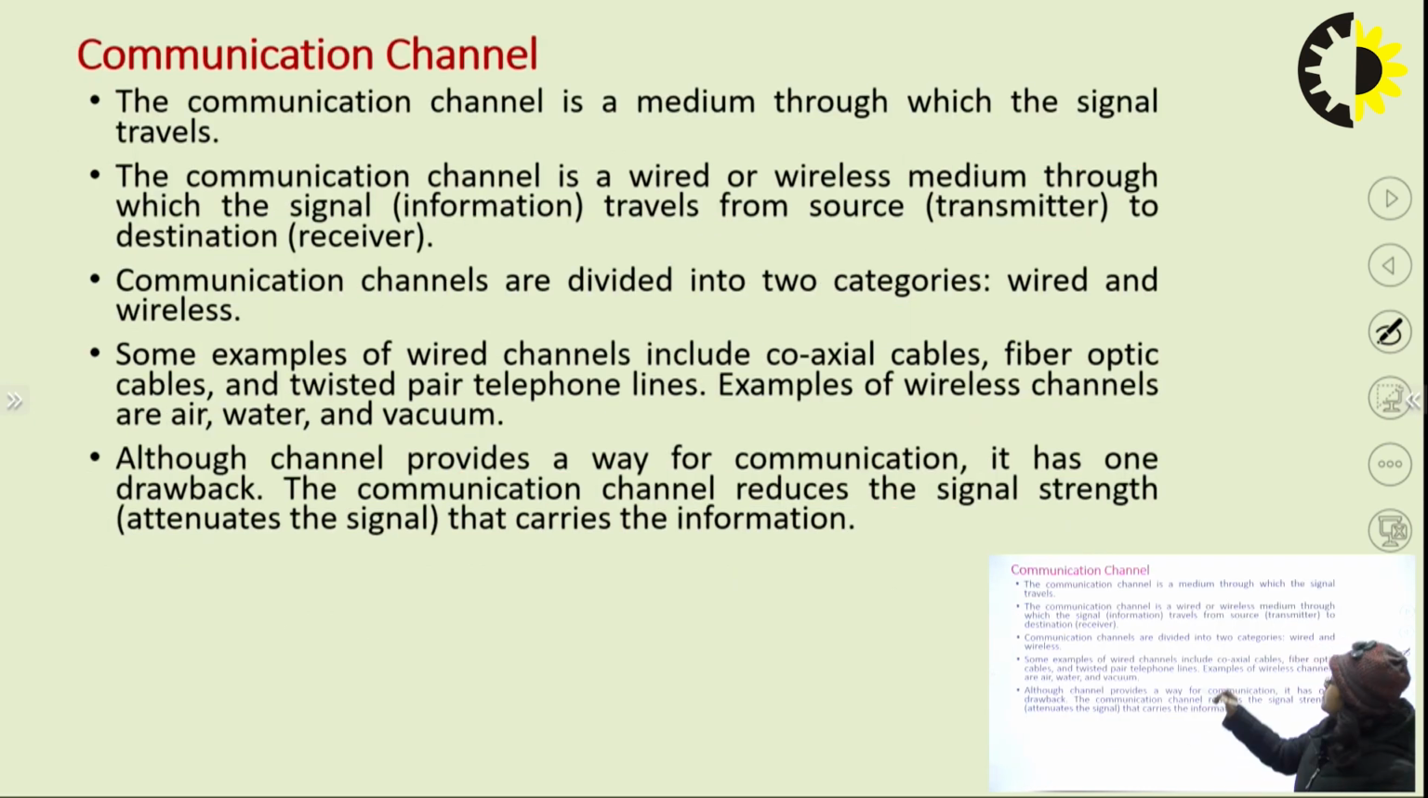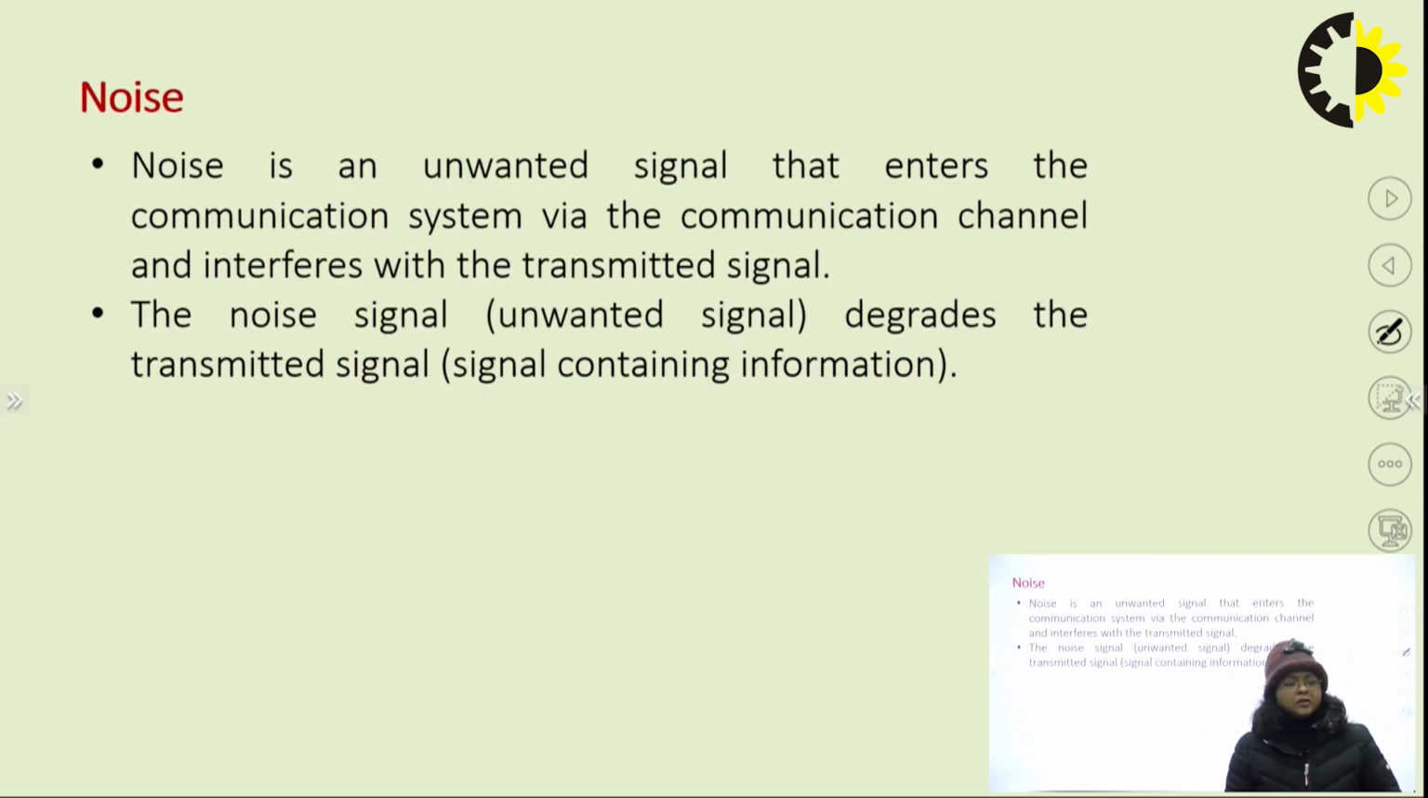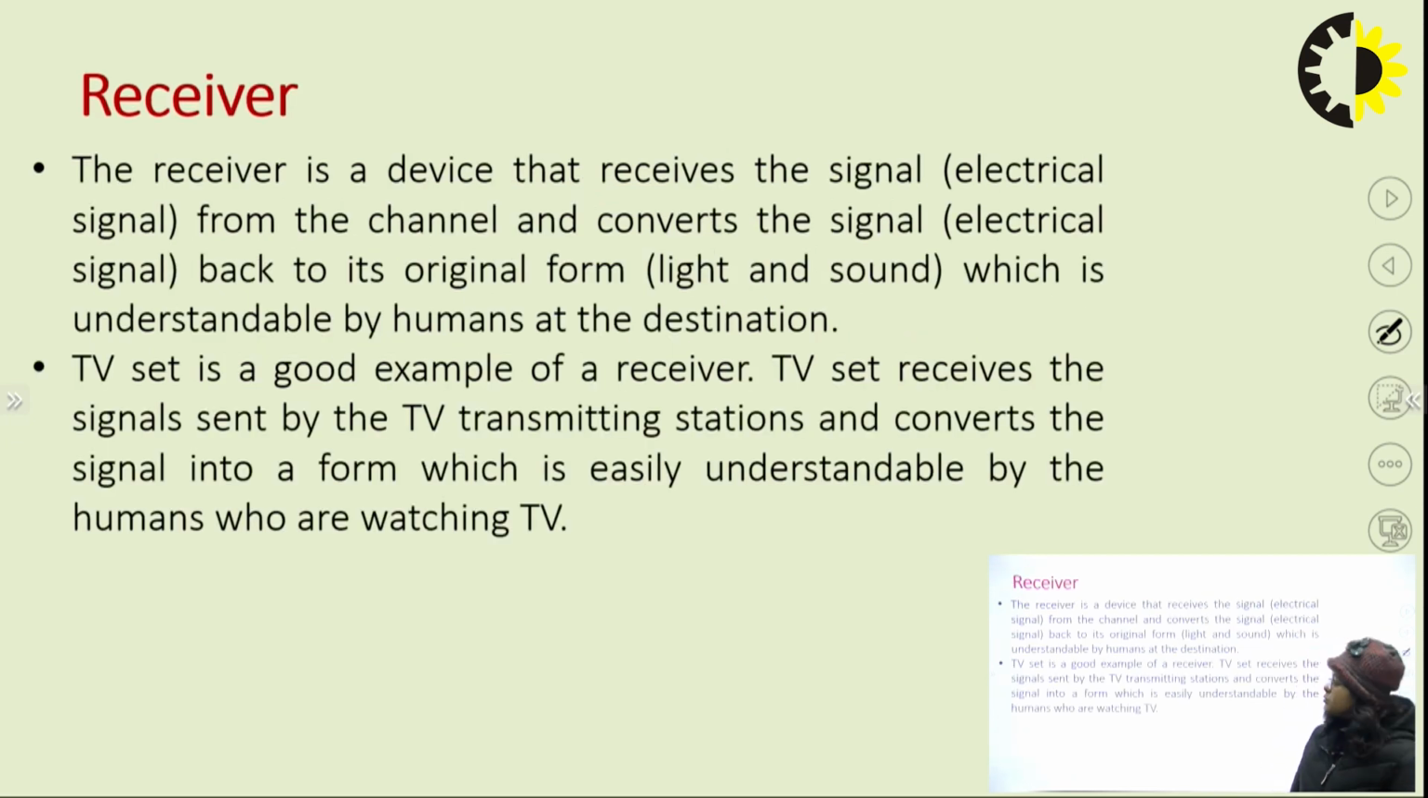The channel can be wired or wireless based on the type of communication system. The channel is the main source of noise, which is unwanted signal, and hence the treatment of noise is very important at the receiver side. So next is the receiver.